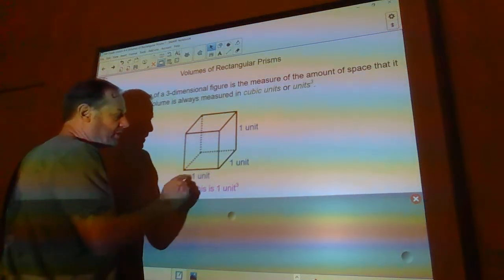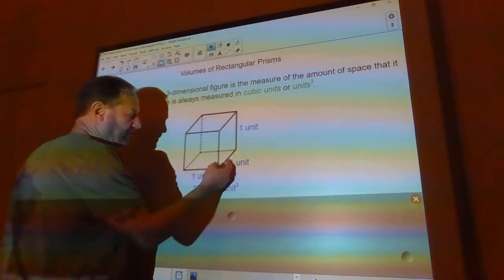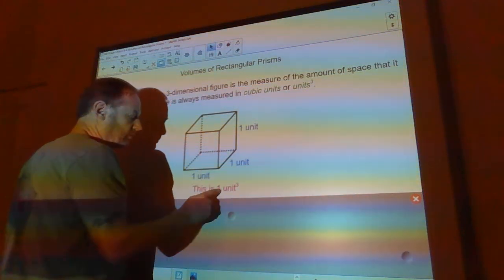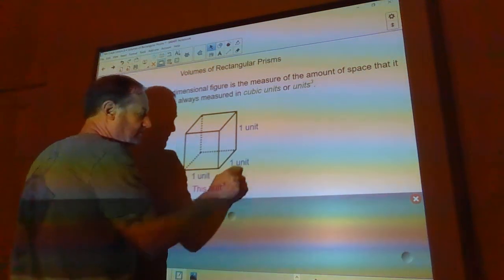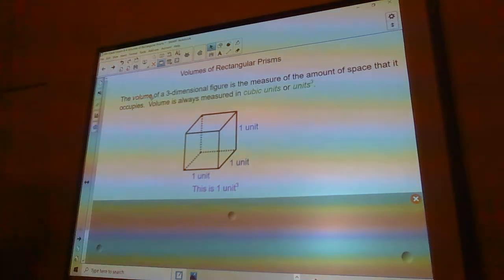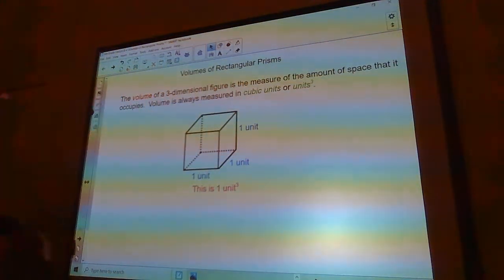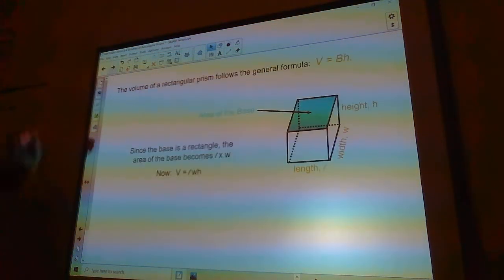So this is 1 cubic unit because it's 1 unit by 1 unit by 1 unit. And so 1 times 1 times 1 is 1, and units times units times units is units cubed. Okay? So that is 1 cubic unit.